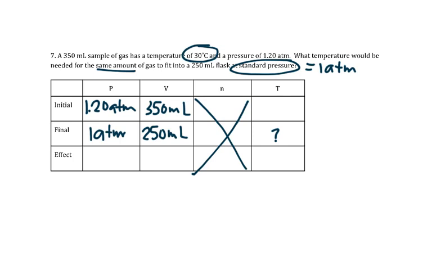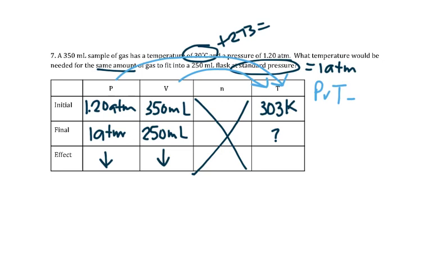And now we need to convert temperature into Kelvin. When you do that addition, your initial temperature should be 303 Kelvin. And now let's do our effect arrows. For pressure, we see a decrease. Volume, we also see a decrease. So we're back to the problem where we've got 2 variables acting on 1. So we need to look at 2 relationships: pressure versus temperature and volume versus temperature. Both of these are actually direct.